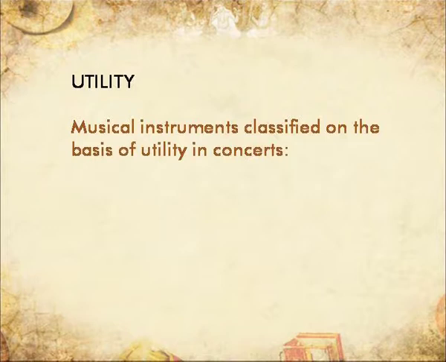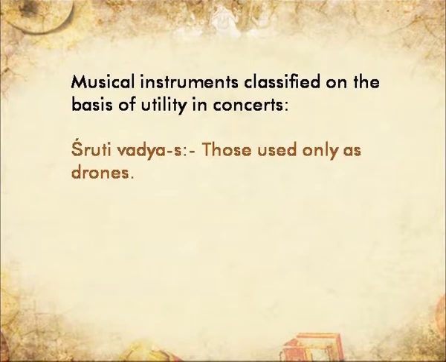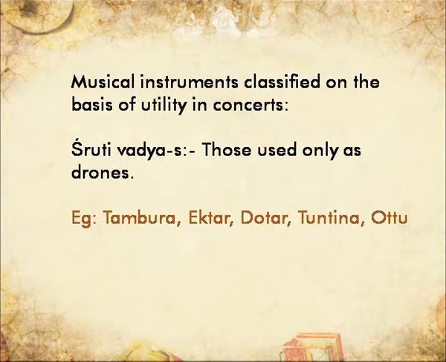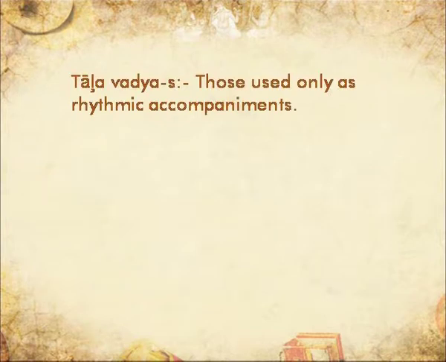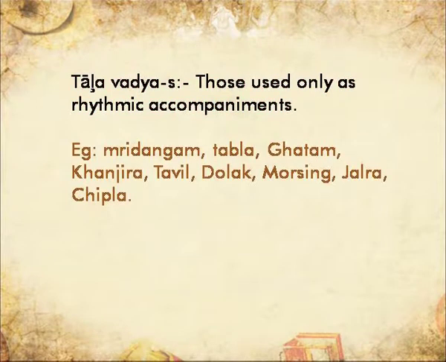Utility. From the point of view of their utility in concerts, musical instruments may be classified into Shruti Vadyas, which are instruments used only as drones, for example tambura, ektar, dotar, tuntina, utte, and shruti box. Tala Vadyas, which are instruments used only as rhythmic accompaniments, for example the mridangam, tabla, ghatam, ganjira, tawal, dholak, mursing, jalra and chipla.